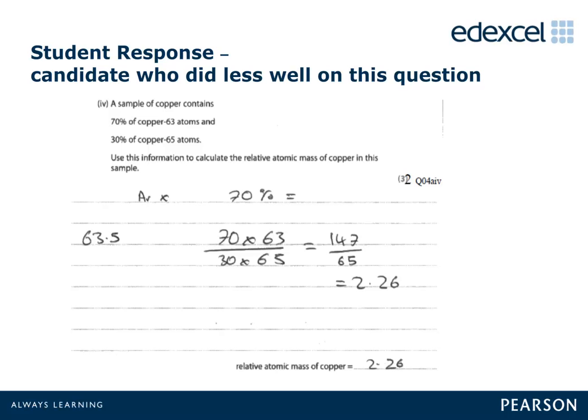It is clear that this candidate was unsure as to how to tackle this question. The candidate knew that the mass of the isotope had to be multiplied by its percentage, as can be seen for both isotopes. But the candidate then made the error of dividing the total mass of the copper-63 atoms by the total mass of the copper-65 atoms. Only 2 marks could be awarded here.